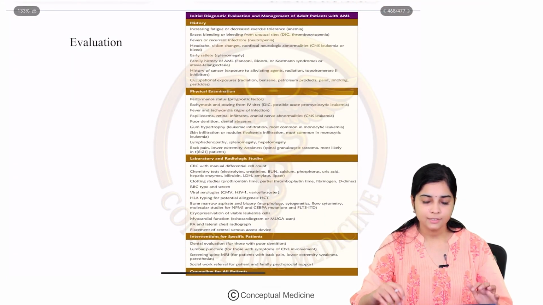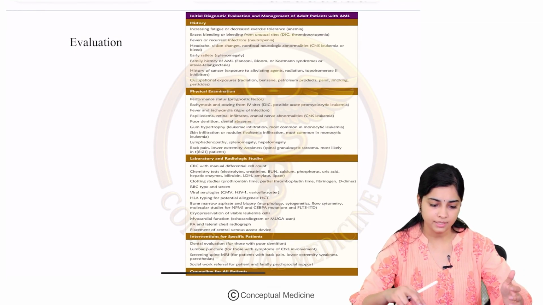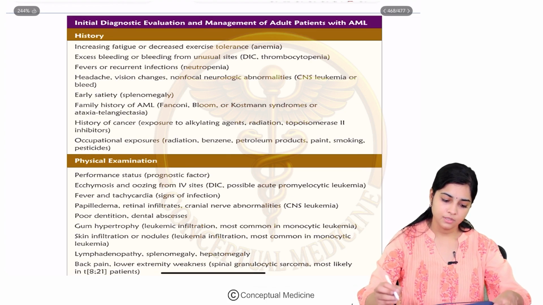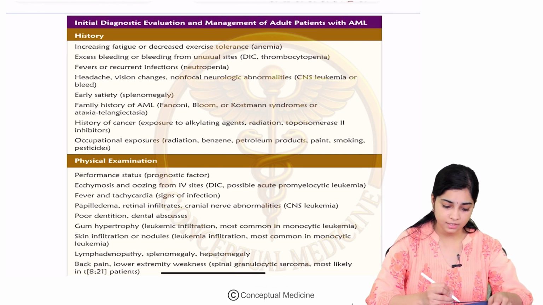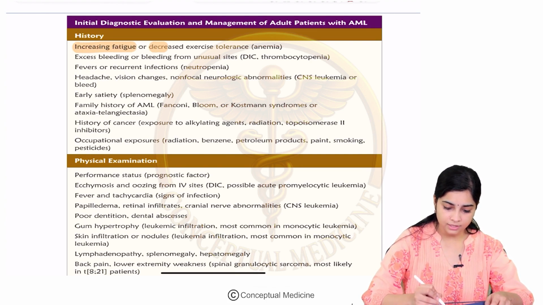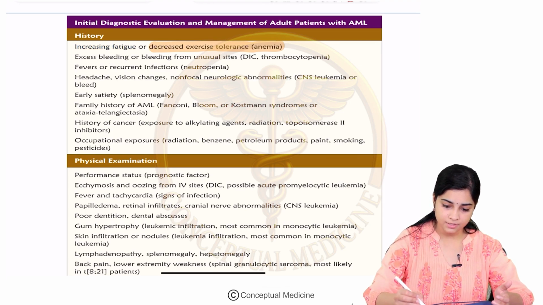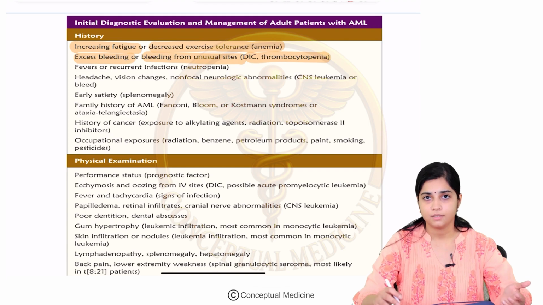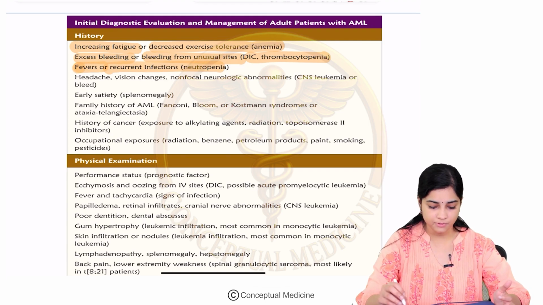Now, what are the different things that you want to do when you consider the evaluation of a patient with suspected AML? So history. What are the things you would like to look for in the history? This is just going to recapitulate what we have learnt till now. You will find increasing fatigue or decreased exercise tolerance because of anemia. There can be evidence of bleeding manifestations, bleeding from unusual sites, DIC, thrombocytopenia, especially in APML. Then there is a history of fevers or recurrent infections because of neutropenia.